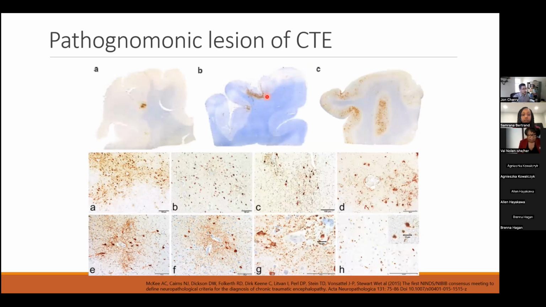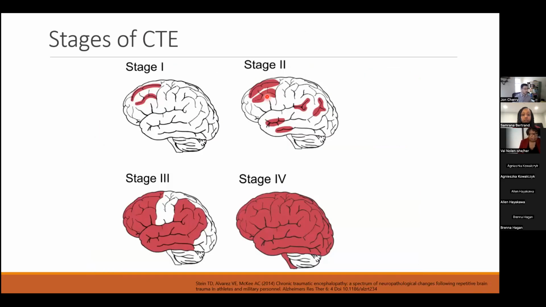CTE was originally defined as 4 different stages, stages 1, 2, 3, and 4, where in stage 1, you have very focal minor pathology in the frontal cortex. In stage 2, you'll start to have a couple more foci of tau in frontal and parietal, maybe temporal cortex. In stage 3, you start to have medial temporal involvement. Their hippocampus and amygdala will start to get involved. And in stage 4, you pretty much have brain-wide involvement.